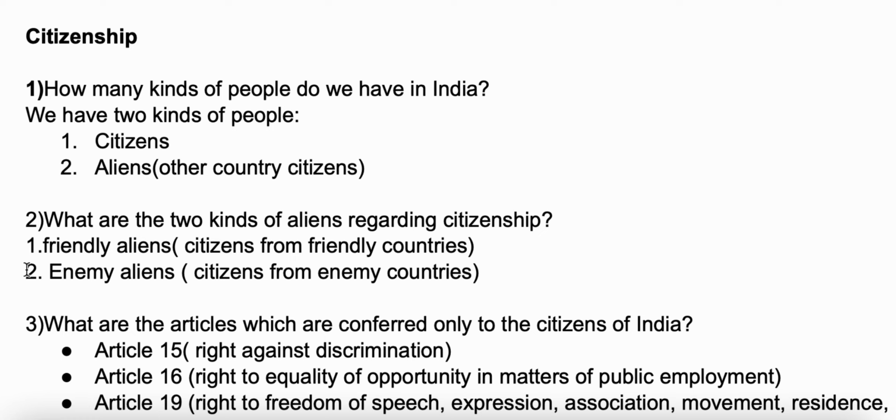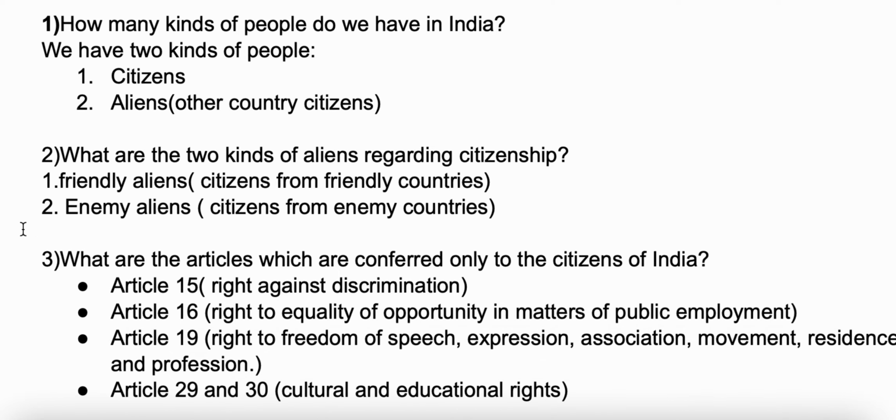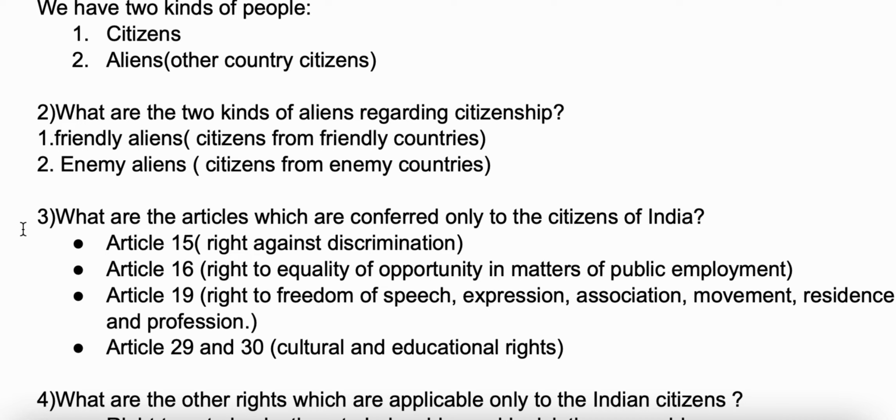Next question is about that only. Second question, what are the two kinds of aliens regarding citizenship? So we have two kinds of aliens. One is friendly aliens, which means the citizens from friendly countries, and the second type is enemy aliens. Enemy aliens means the citizens of enemy countries.